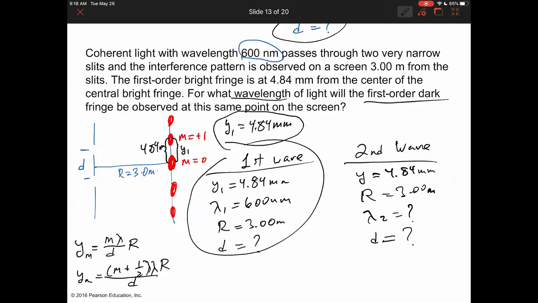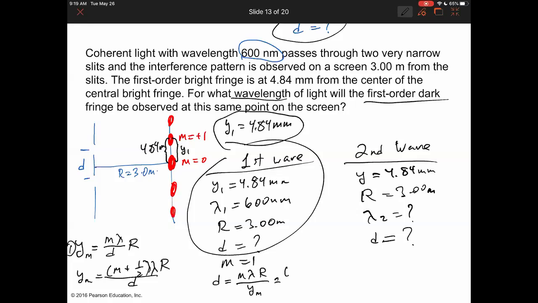I can use equation 1 to show that I have y, I have wavelength, I have r, I have m, because remember, here m equals 1. I can do all that to calculate the distance d for the distance between the slits. I can take equation 1 and rearrange it, where d equals m times lambda times r over ym. And I can then use this to calculate d.